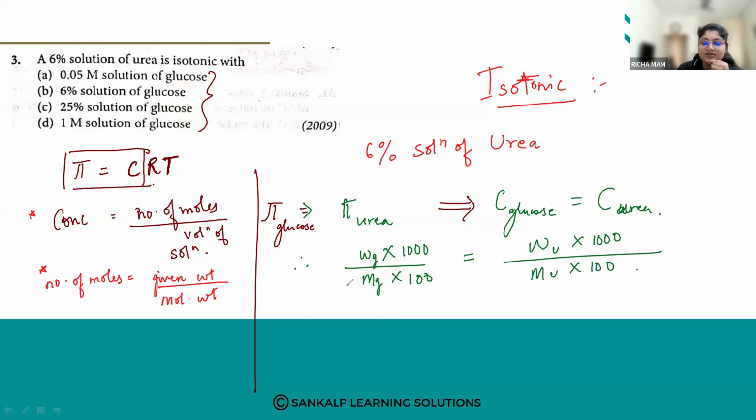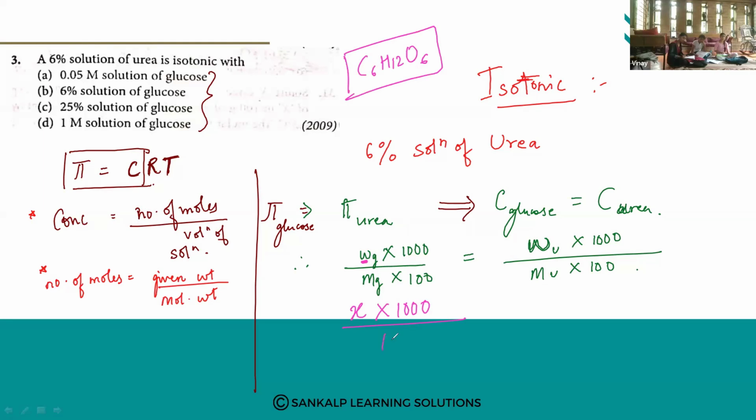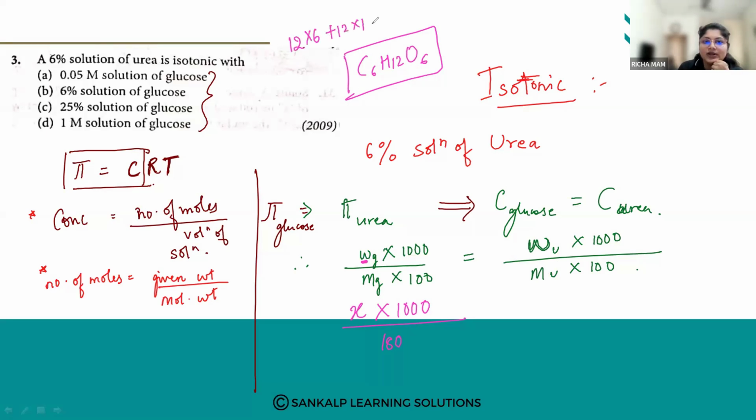So here, what is small w? It is the mass of the glucose. Capital M is the molecular mass of glucose. Then this is the mass of urea, and this is the molecular mass of urea. So let us put the values now. What is the mass of the glucose? We don't know, so let us keep it as X, which we have to find out, into 1000. Then what is the molecular weight of glucose? C6H12O6, it will be 180: 12 into 6 plus 12 into 1 plus 16 into 6. Into 100 is equal to, then what is the given mass of urea?